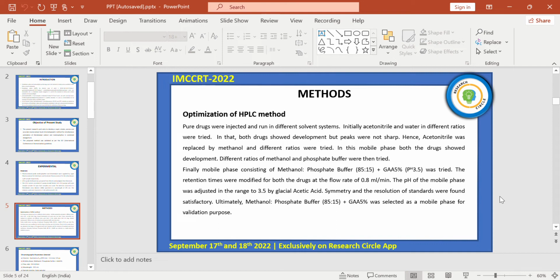That's why different ratios of methanol and phosphate buffer were then tried. Finally, the mobile phase containing methanol and phosphate buffer in the ratio of 85 to 15 plus glacial acetic acid 5% was tried. Here, the pH of the mobile phase was adjusted to 3.5 by adding glacial acetic acid. In this mobile phase, the symmetry and the resolution of standards were found satisfactory. That's why, at the end, the combination of methanol, phosphate buffer and 5% glacial acetic acid was selected as the mobile phase for validation purposes.